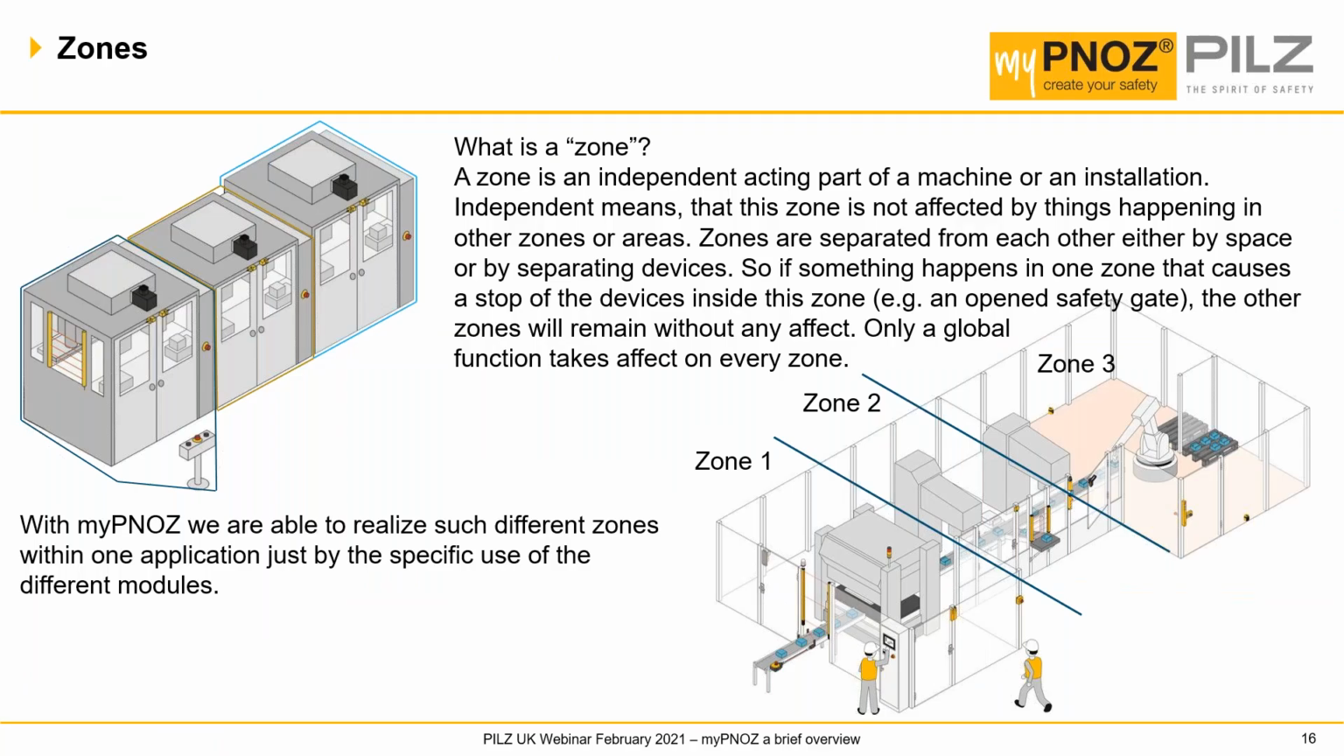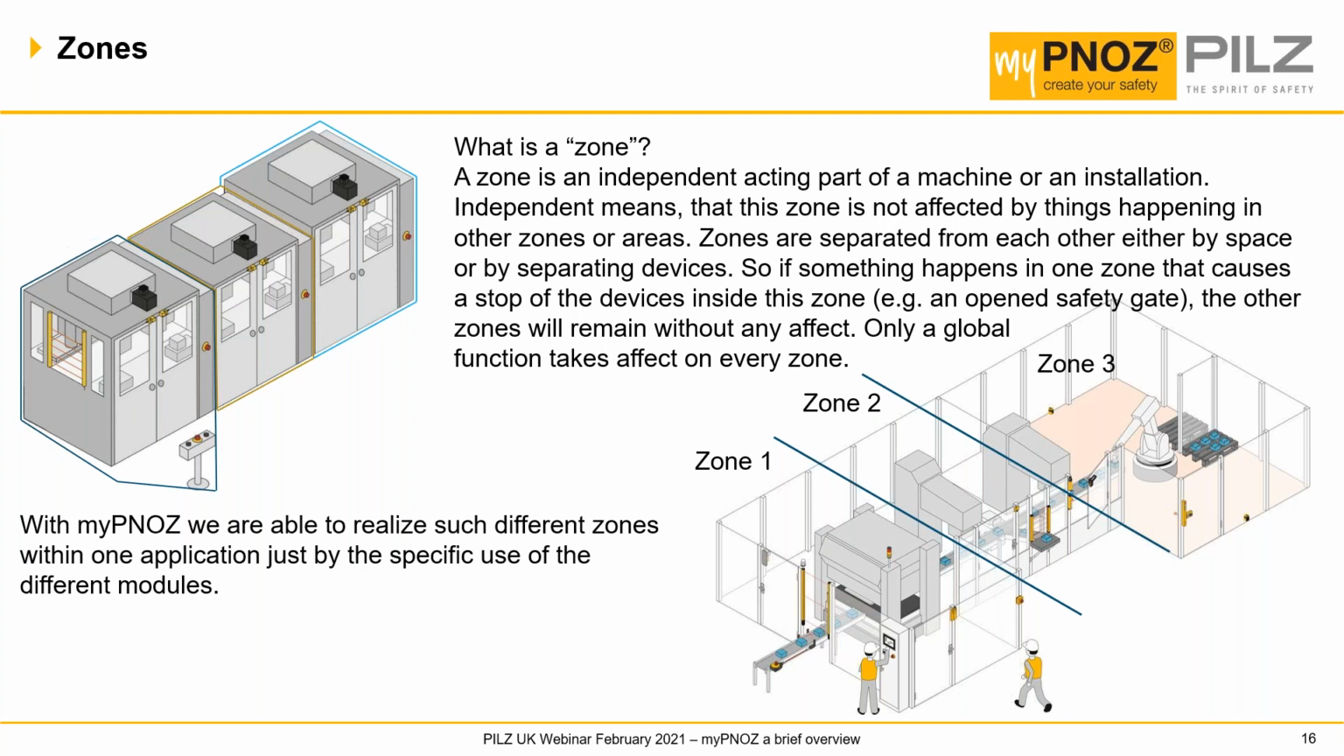So we've been talking about zones, and this is how the myPNOZ is split into controlled sections. So what is a zone? A zone is an independent acting part of the machine or an installation. Independent means that the zone is not affected by things happening in other zones or other areas. Zones are separated from each other either by space or a stop device inside the zone, for example, a safety gate. The other zones will remain without effect, and only a global function will affect every zone.